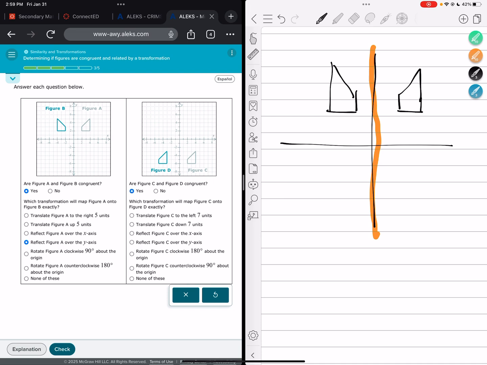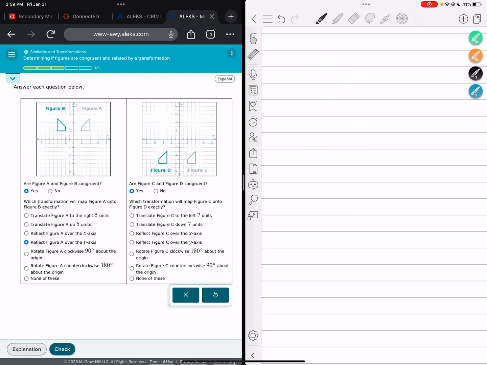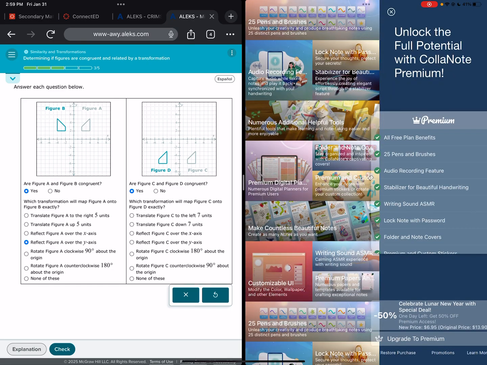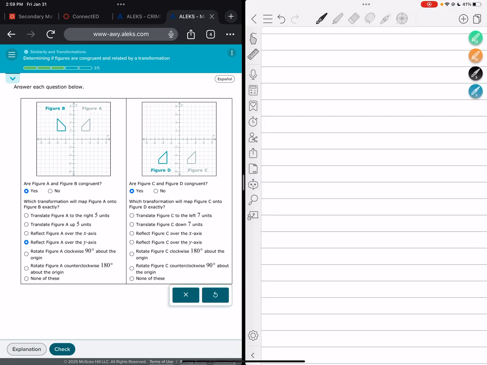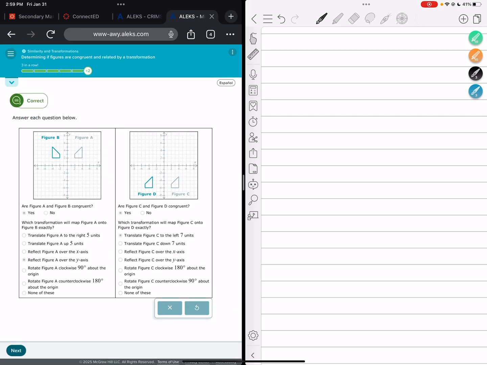The nice thing is both shapes are facing the same direction, so this means I can just do a translation. So if I take figure C and if I move it to the left 7 units, I see it does in fact go onto D, so we can click that as a translation. And that's how you can figure if they're congruent and if we can make a translation so they're on top of each other.